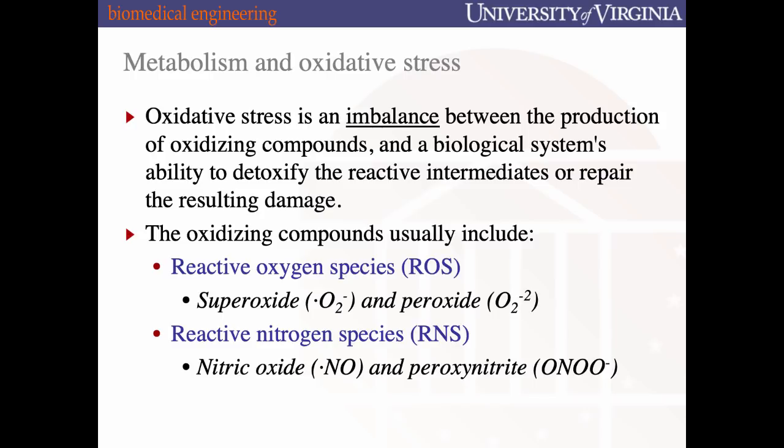The one that's more damaging is if nitric oxide comes into contact with a superoxide, thereby generating a peroxynitrite. This one is problematic from a cellular damage perspective.